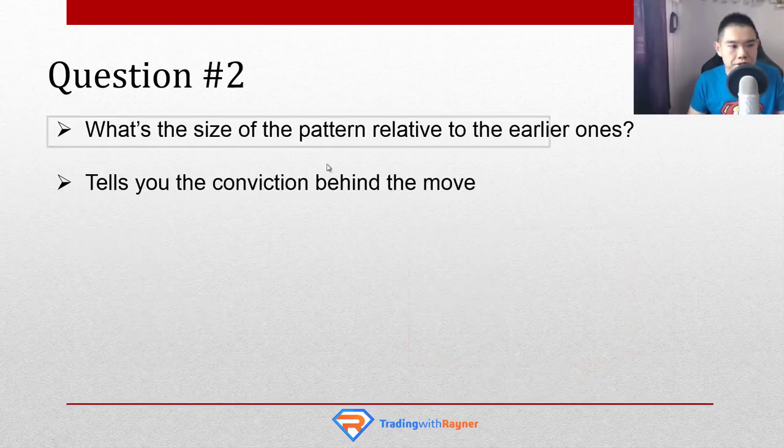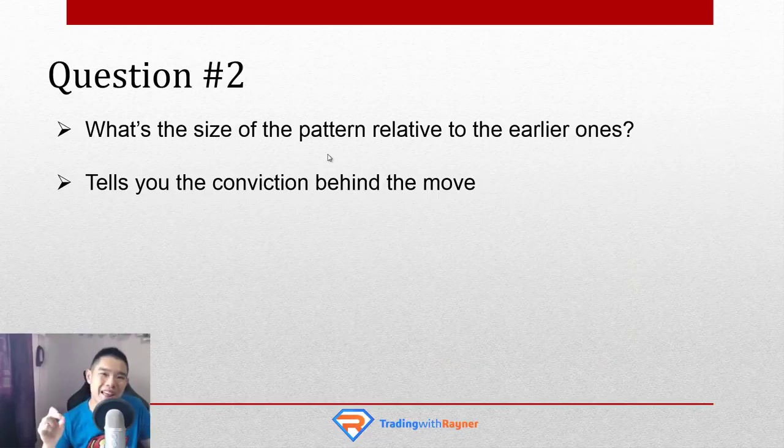The second question is this: what's the size of the pattern relative to the earlier ones? This question tells you the conviction behind the move. It tells you whether there is really strength behind the move. Is it really a smoke screen, or is this for real? So let me explain what this means.